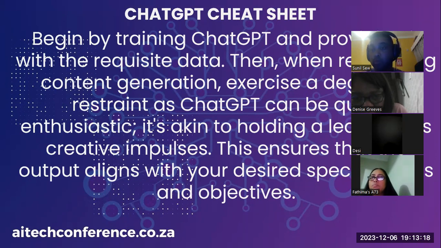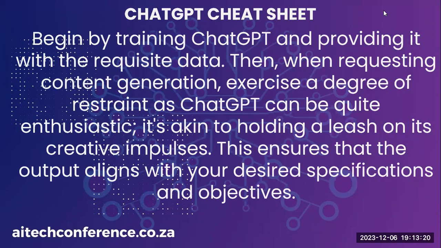Not many people know about this, but you got to tell ChatGPT what to do. So first you begin by training ChatGPT and providing it with the prerequisite data. Then when requesting content generation, exercise a degree of restraint, as ChatGPT can be quite enthusiastic. It's akin to holding a leash on its creative impulses. This ensures that the output aligns with your desired specifications and objectives.